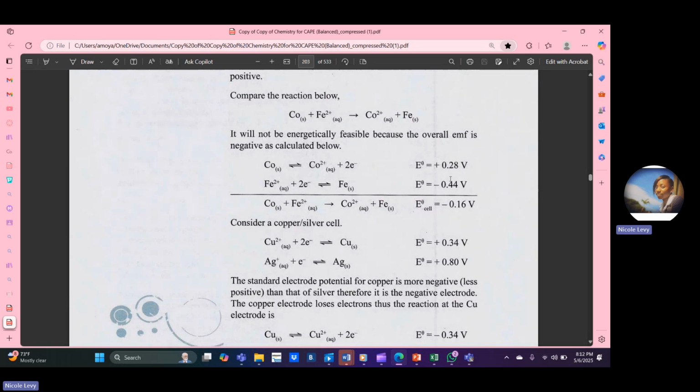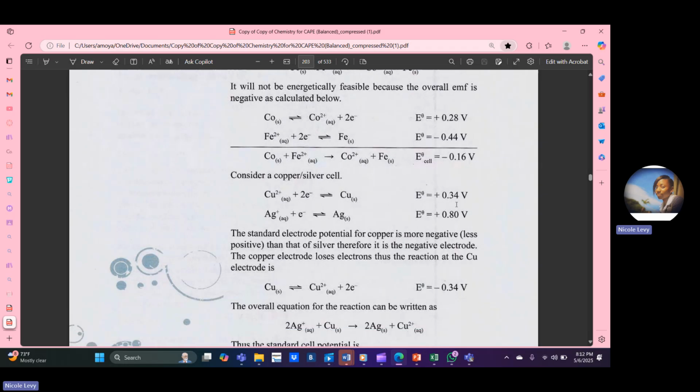So when we add both of those values now, we're going to get a negative value because this reaction can never take place. You can never have the cobalt losing electrons to give the iron. That's not possible because the iron has the more negative value, so it is the one that's going to give up the electrons. So this doesn't make any sense, and the E cell value is negative, telling us again that it's not going to happen ever.